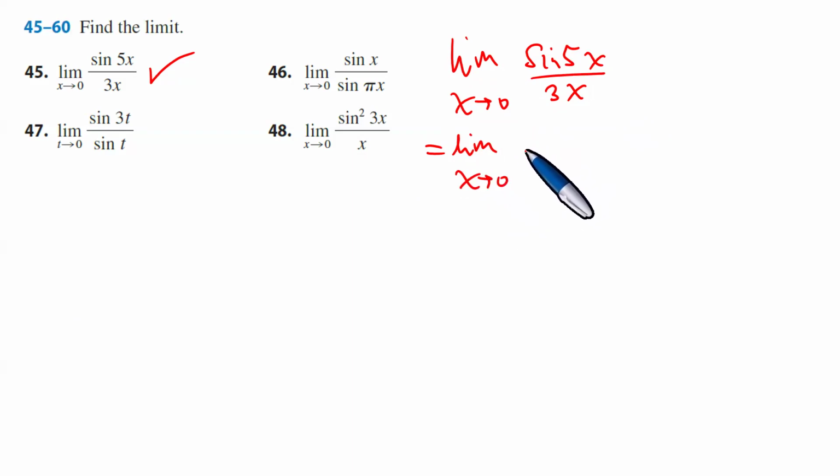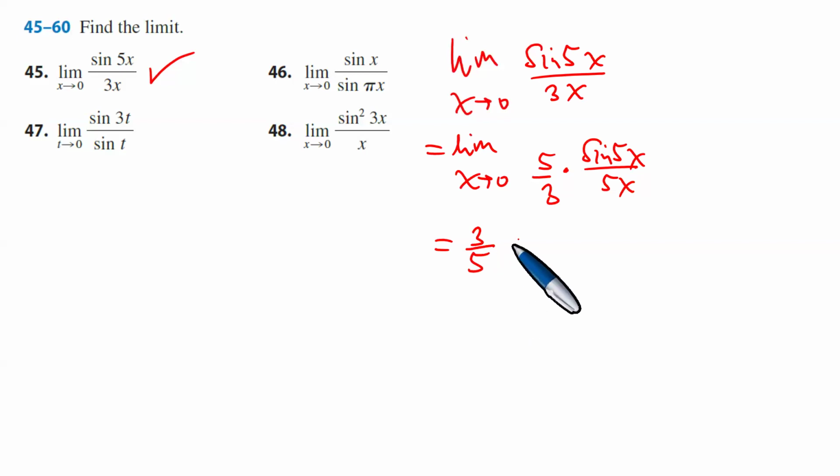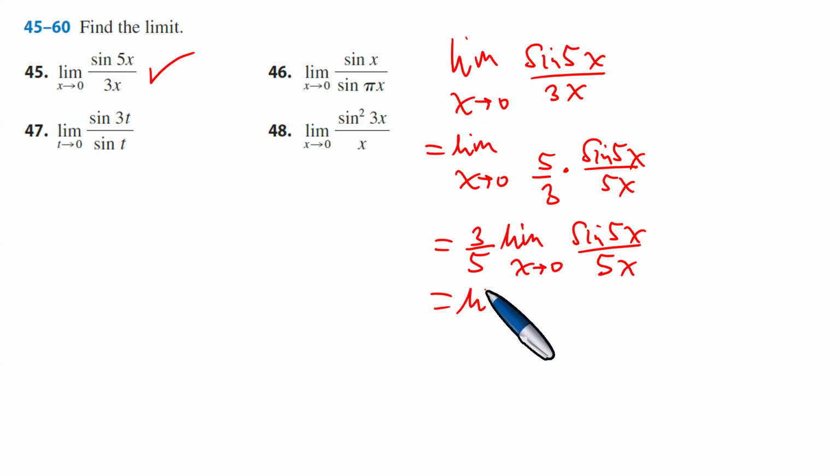Right, obviously, you really are on point here, because what we're able to see is we want this to be 5x over 5x. The 3 cancels, giving us that. Okay, so now you have 5x over 5x. So you have the limit as x approaches 0.